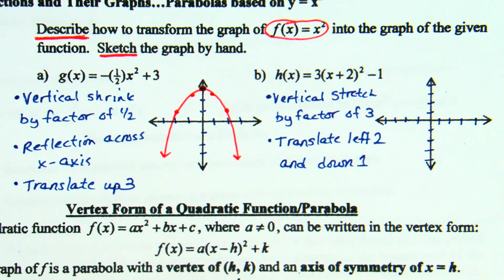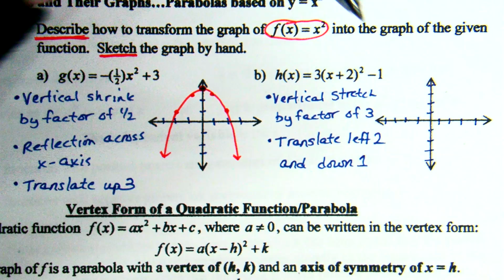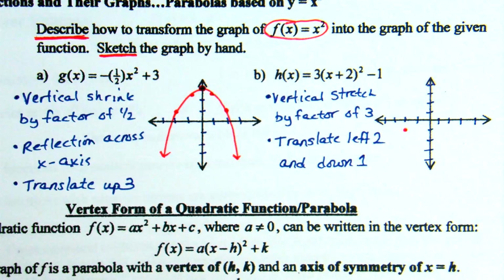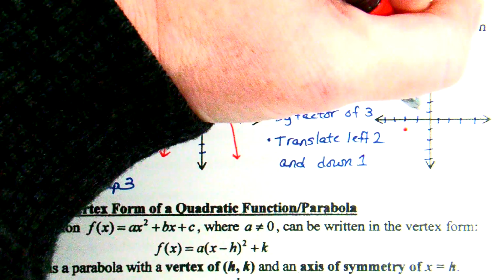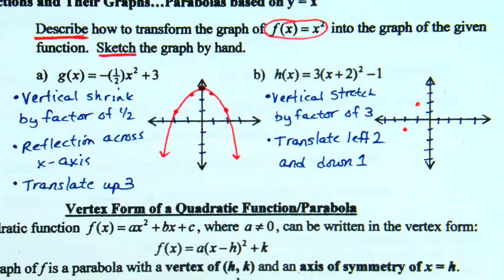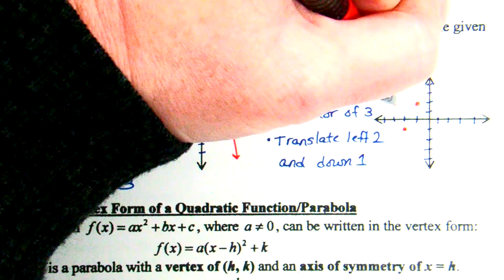Okay, so now what's our vertex going to do? I'm going to take my vertex left 2, down 1. Now, when I go over 1, up 3, I'm really going to end up at the ordered pair negative 1, 2. Does that make sense? And then that would also put me at the ordered pair negative 3, 2.